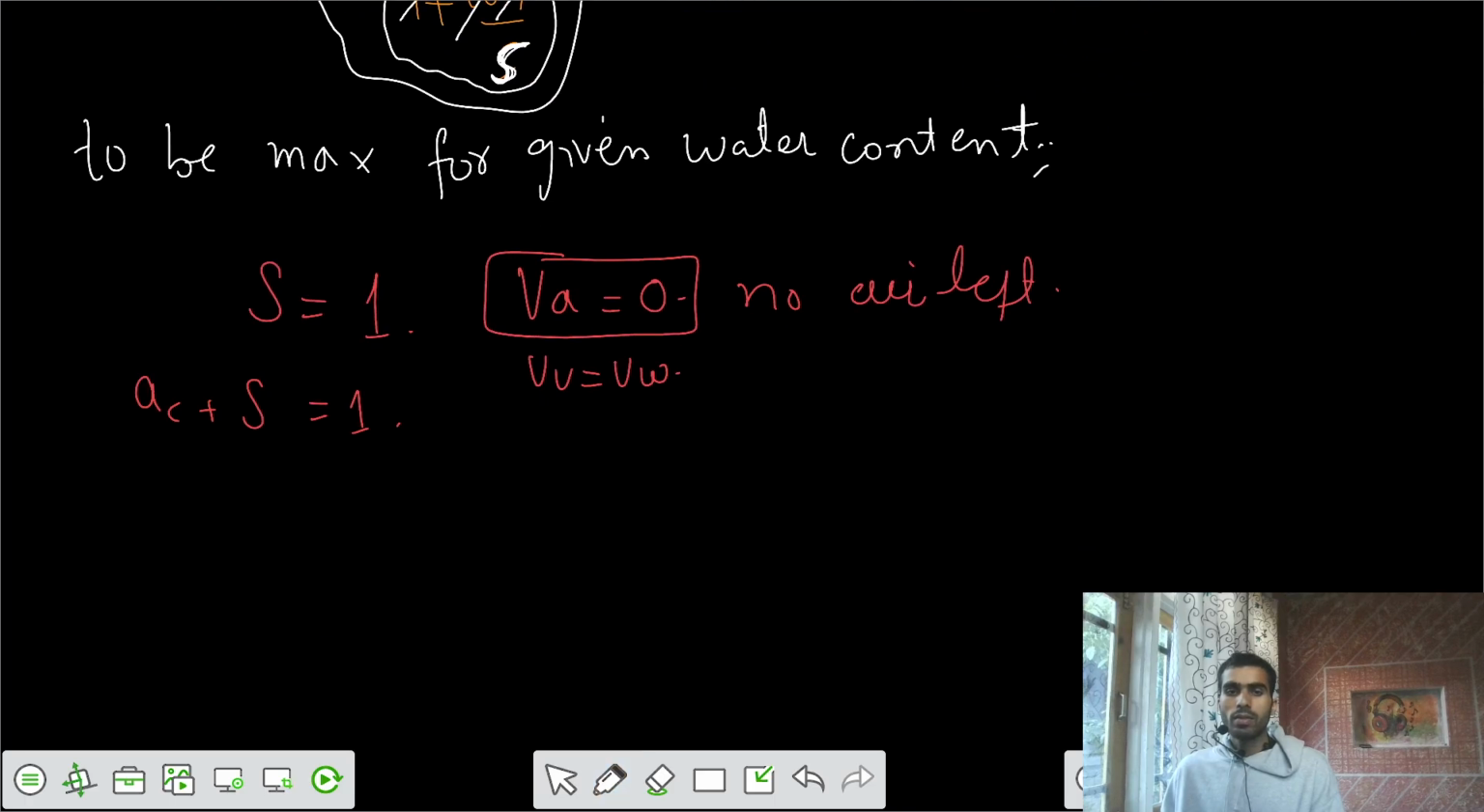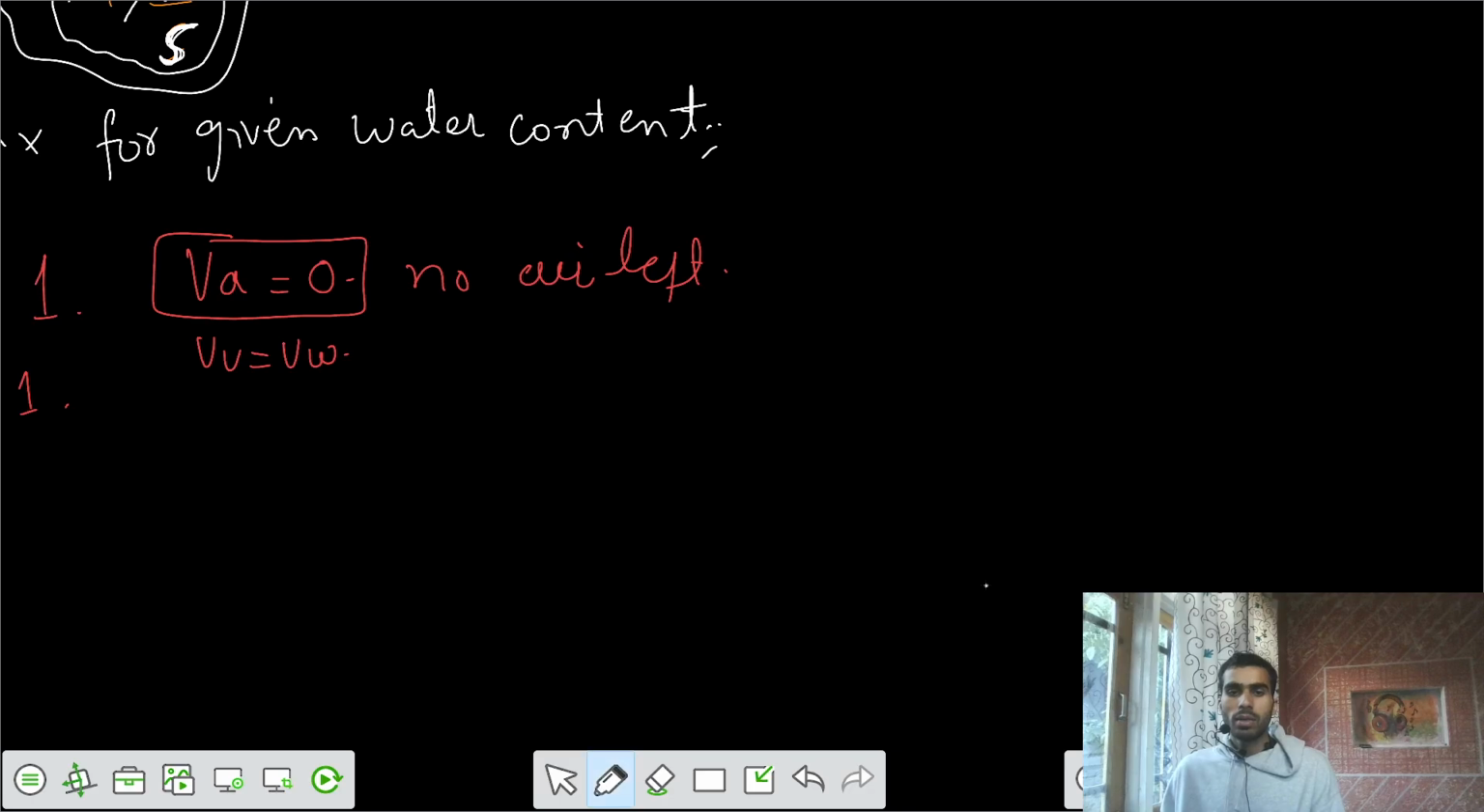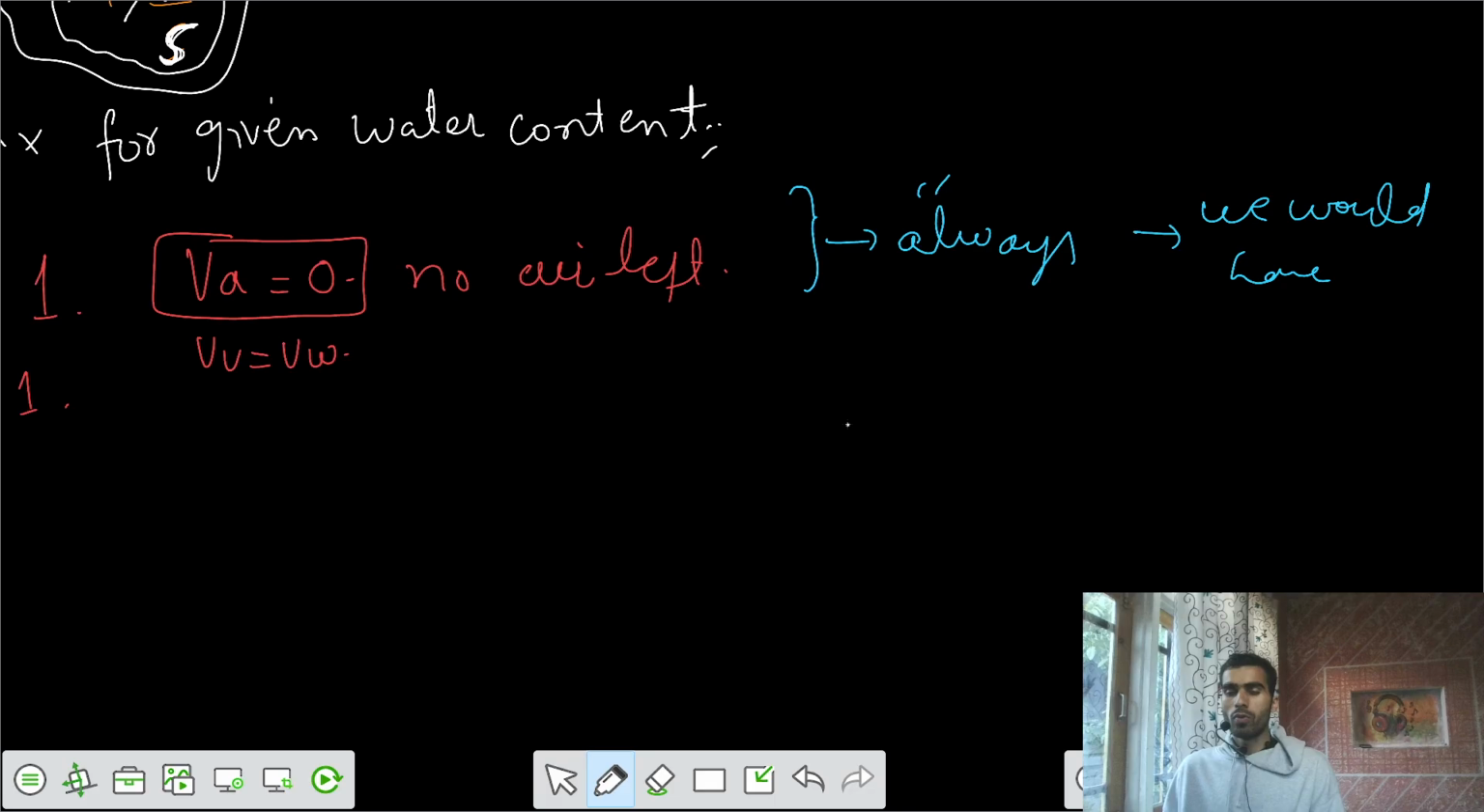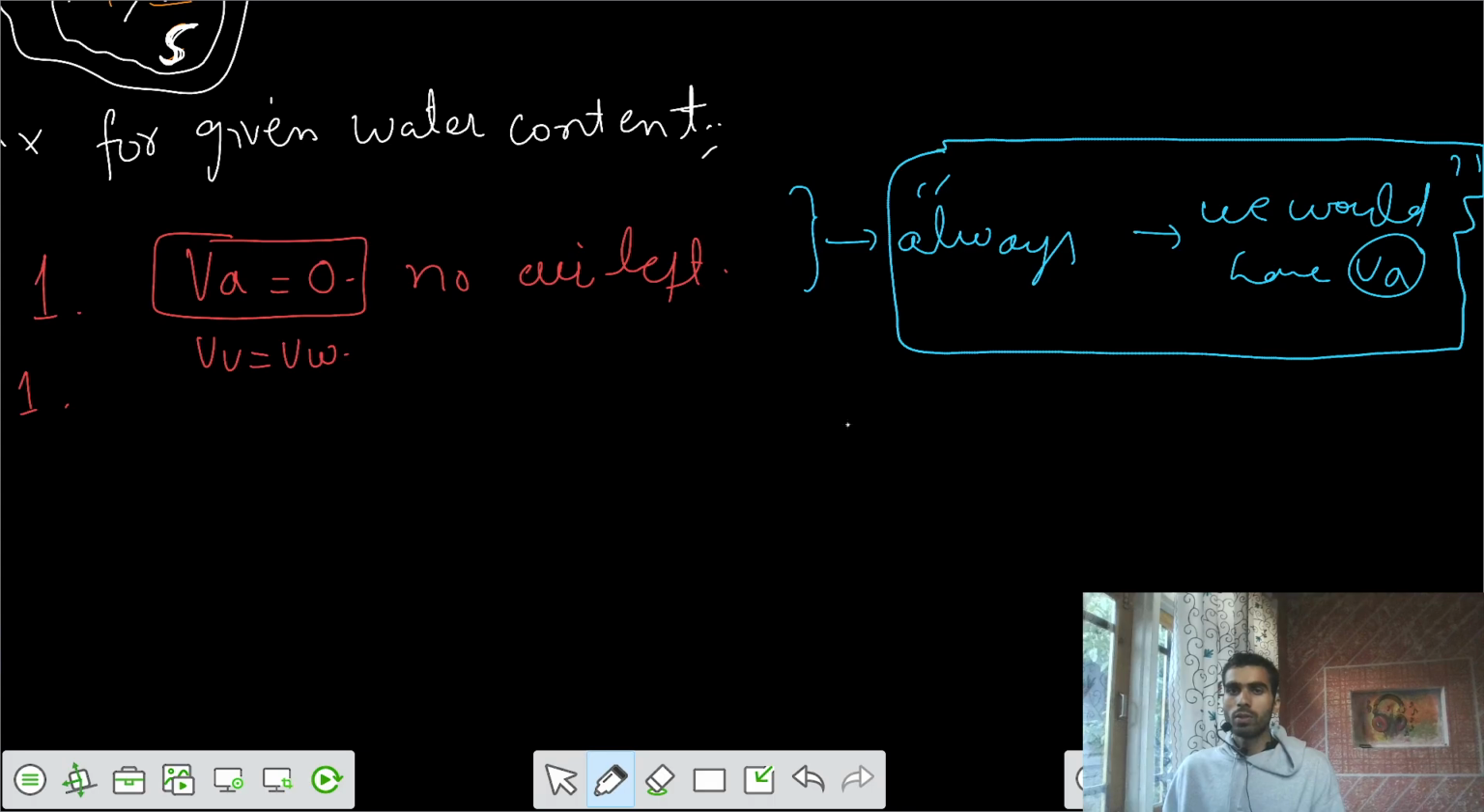But actually we saw that this is not practically possible. When we try to compact the soil, there is always the possibility that some volume of air is left. It's not always possible that the volume of air equals 0 when we compact the soil.